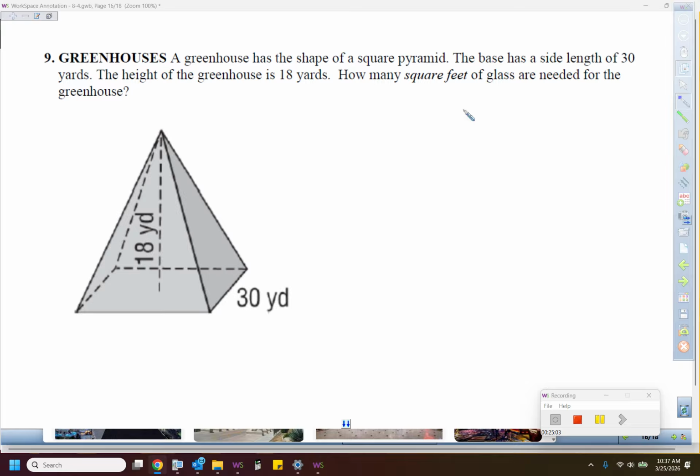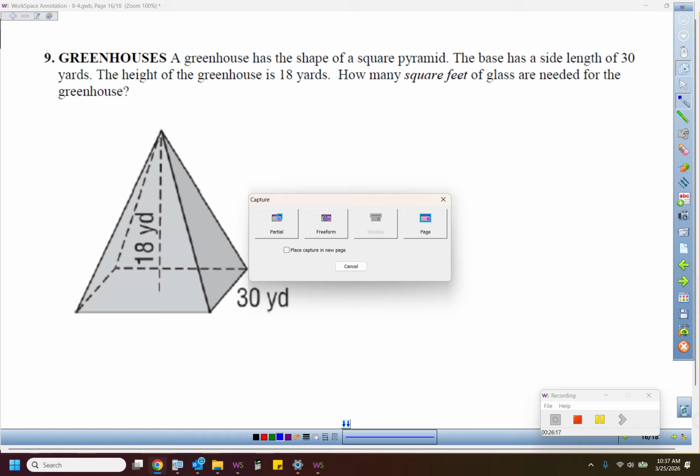The base, right? So here's the question. When we make this greenhouse, should this be glass? And this, and this, and this. What about this? I don't think this needs to be glass. Would you agree with that? So what do we need to find? Lateral area, surface area, or volume? Lateral area, because the bottom is not going to be glass.